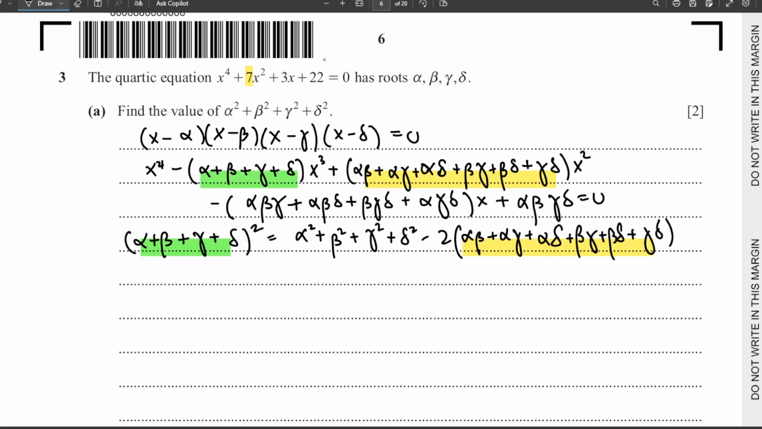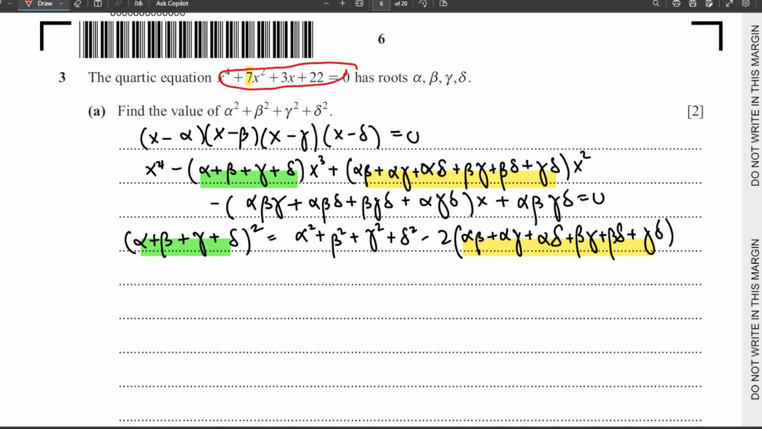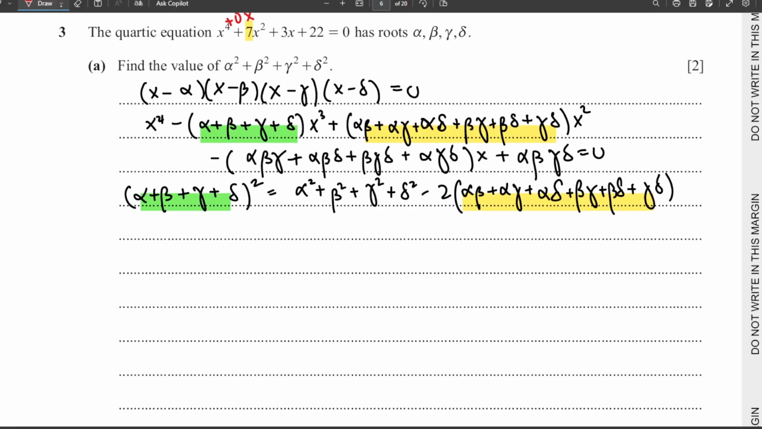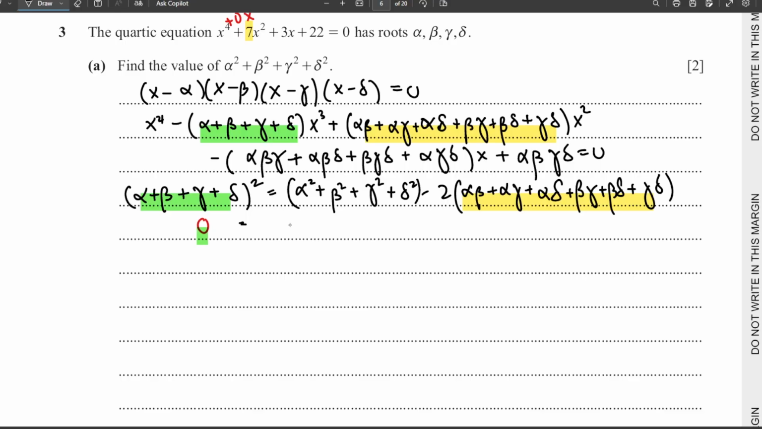If we look at the equation given to us in the question, where is the x cubed term? There is no x cubed term. So the sum of the roots is just 0. It's a plus 0 x cubed here. Now we move on. We already know this is 0. I'll highlight in green. And this sum of squares is what we want to find, so I'll just leave it as the unknown first. And again, this yellow highlighted one, we have identified that is just 7.